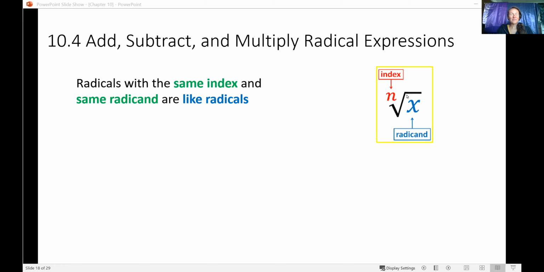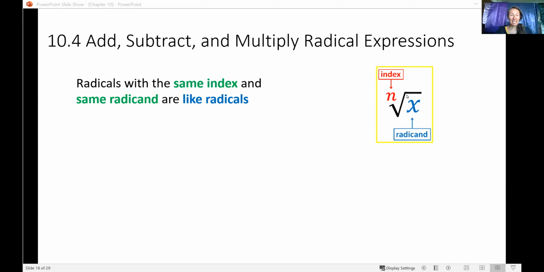Hi, students. This week we're going to finish chapter 10, which is the rest of the material on radicals. So remember radicals, they're sometimes called radicals or sometimes they're called roots, like square roots, cube roots. Those are all radicals, okay?